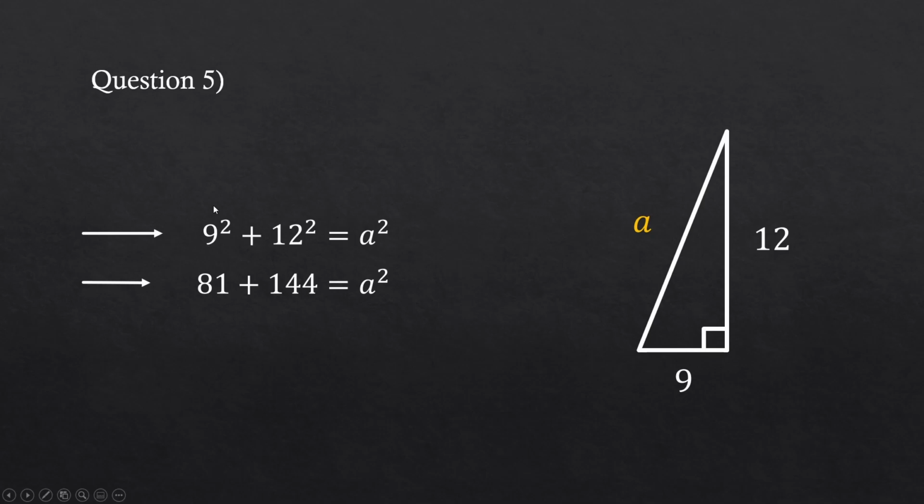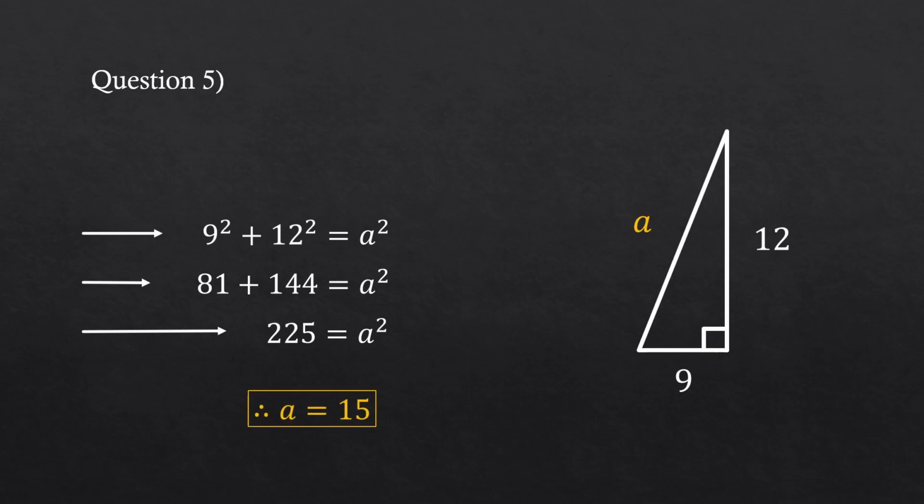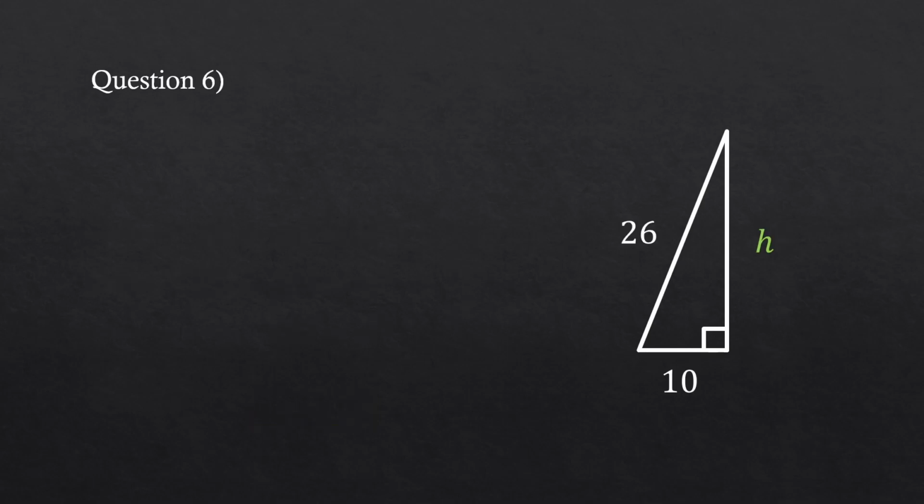So again, 9 squared is 81, 12 squared is 144. If we add them, you should get 225. So if A squared is 225, what should be A? If you try to guess, or if you have used a calculator, you should be getting A equals 15.